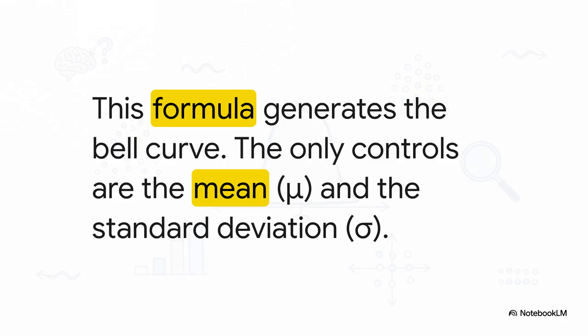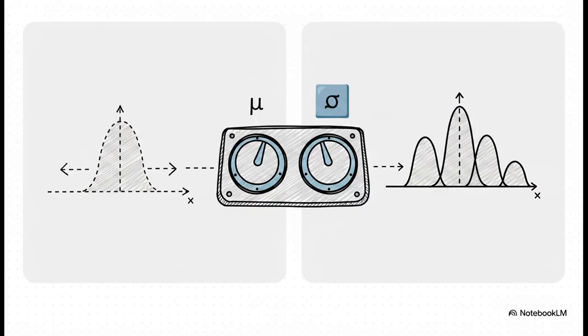The rest of the formula just uses that distance to draw the perfect bell shape. But the power to change the curve lies completely in mu and sigma. And this is where it all just clicks into place. Those two symbols, mu and sigma, are the only two controls you will ever need.